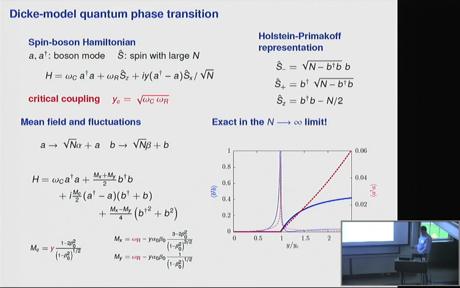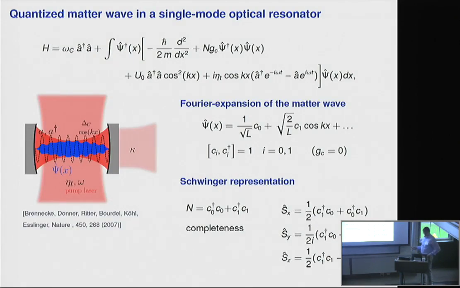How this simple model comes about in the context of many atoms in a cavity. So here is, again, a simple model: we have a light field mode, a single mode in a cavity, and the quantized matter wave, the kinetic energy, and the collisions. These collisions we will neglect in most cases, and the interaction between the field mode and this ultracold atomic gas is described by these two terms.